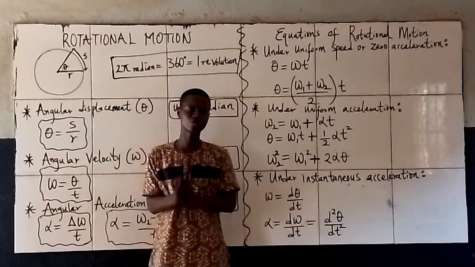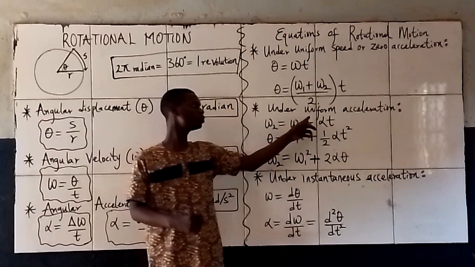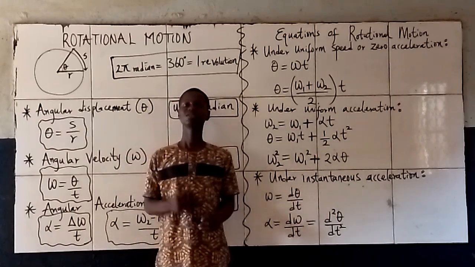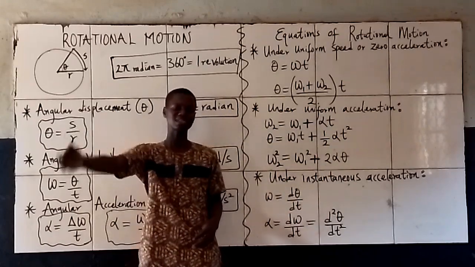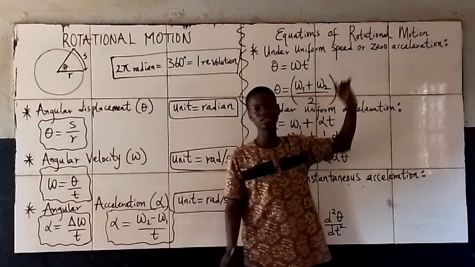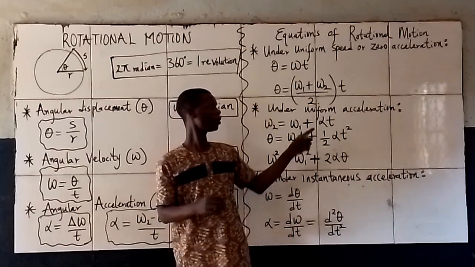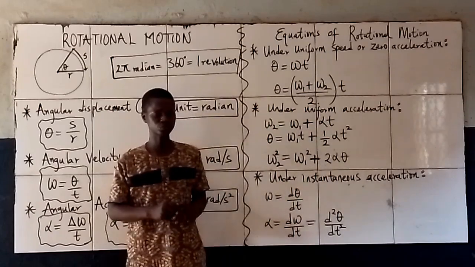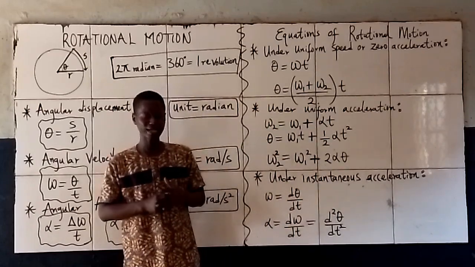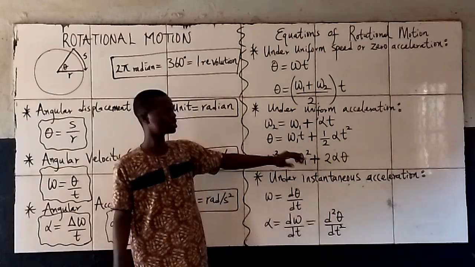Now moving on from there, what if the rotation was under uniform acceleration? That is, what are the formulas in the case where there is an acceleration? Remember, in the previous case, there was no value for the acceleration, so we said zero acceleration. But in this case, there is an acceleration. So what are the formulas that we apply? Because there is uniform acceleration, these are the formulas that we can use.